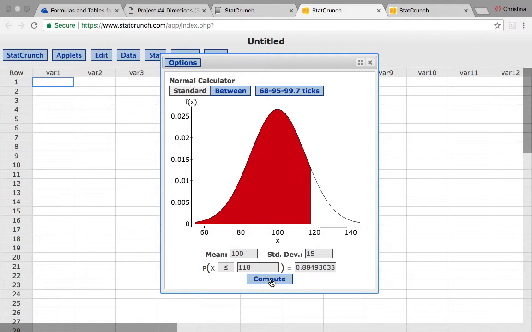Okay, so it looks like for this one you should get 0.8849. And what that means is, since we were talking about IQ scores, about 88.49% of the adults in that sample had IQ scores that were less than 118. And so our graph is showing us a picture of that. That red area underneath the curve is what that probability is.